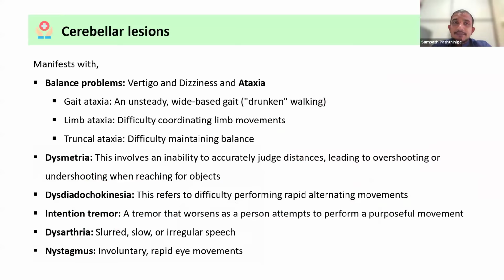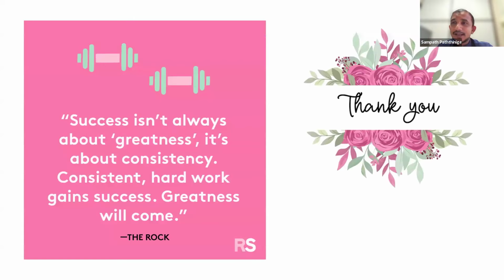So that is why when the cerebellum is affected, you have a lot of balance problems, the ataxia, dysmetria, right? When you do the finger nose test, there will be overshooting or undershooting, right? So the coordinated movements will be affected. They will have dysdiadochokinesia, tremors, dysarthria, right? And also some problems in the eye movement, they get nystagmus. So all this happens when the cerebellum is affected, right? So that is all for the different neurological things, right?